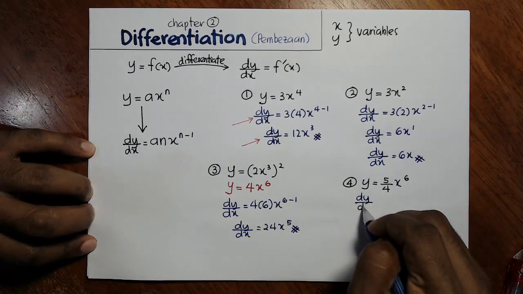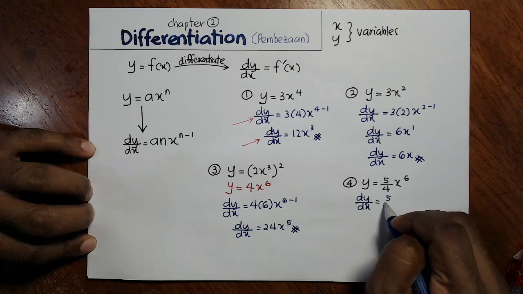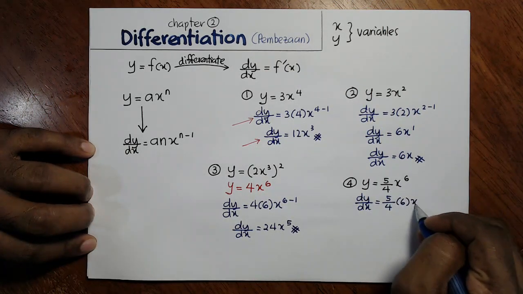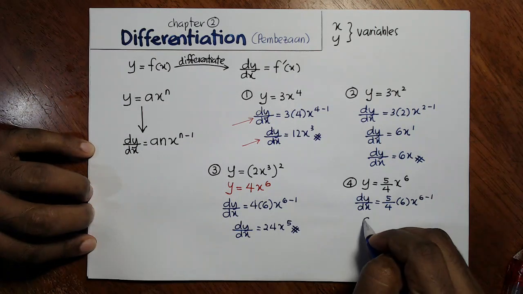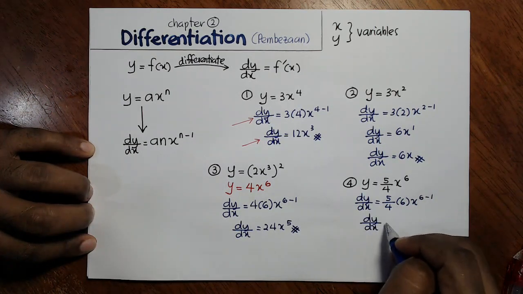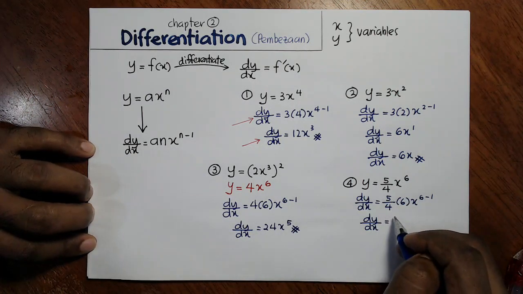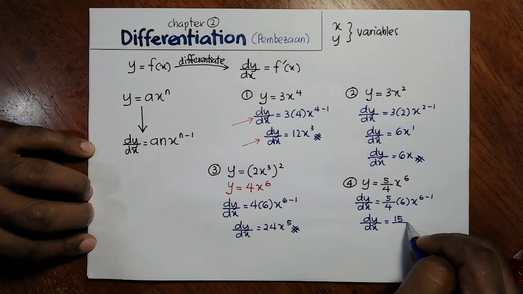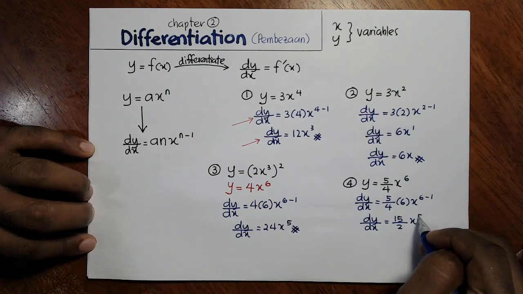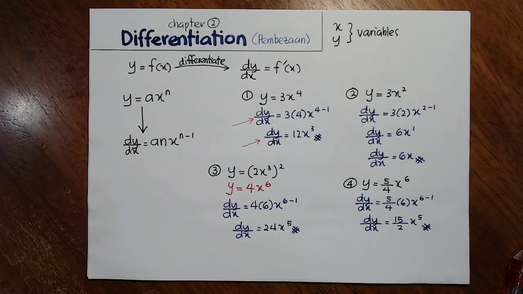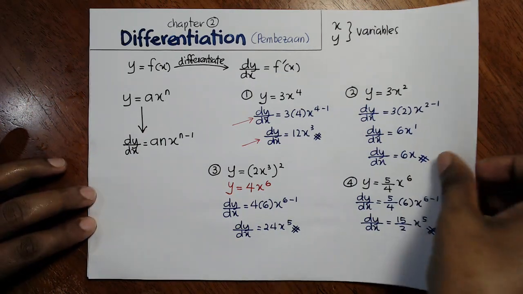So dy dx will be 5 over 4 times 6 x to the power of 6 minus 1. So you get dy dx equals to, you can calculate that, you should get 15 over 2 x to the power of 5, and that will be dy dx, right? See, this is the basic differentiation, right? Let's look at more examples.